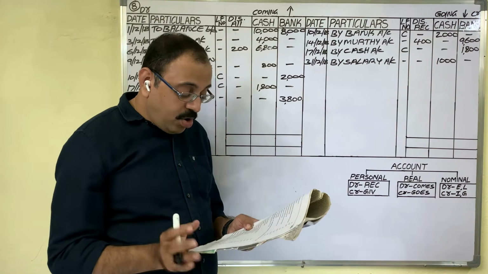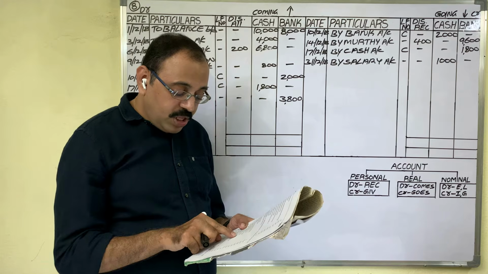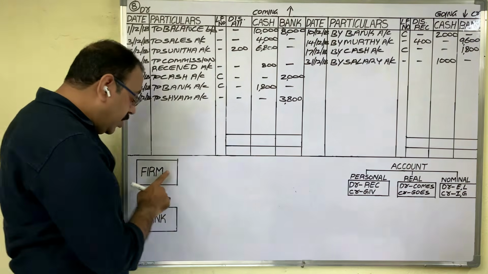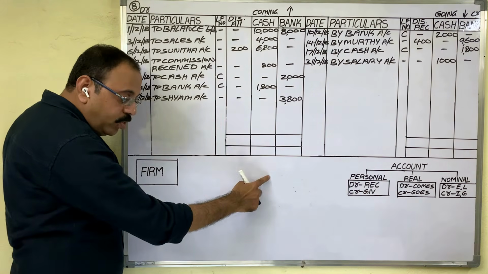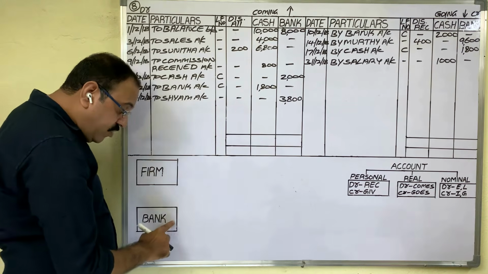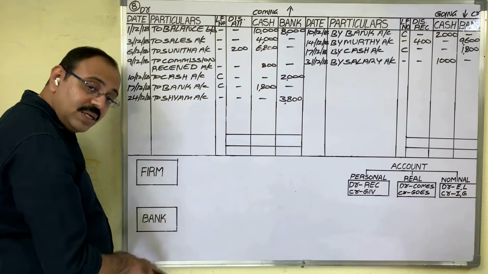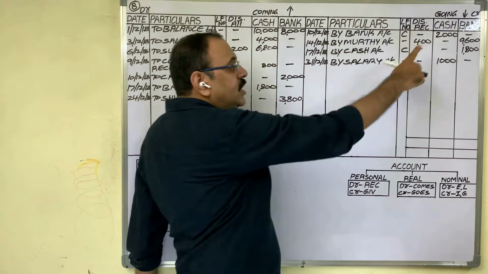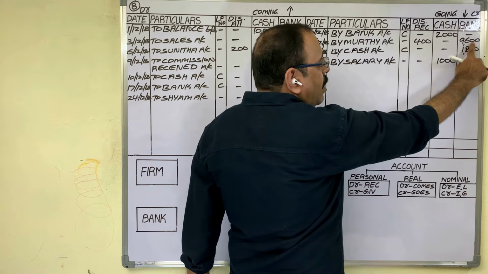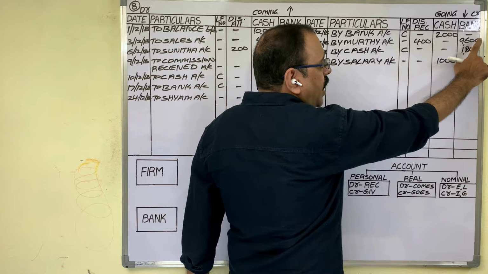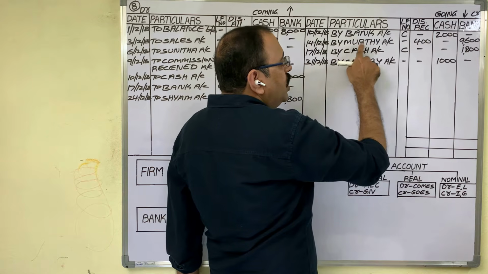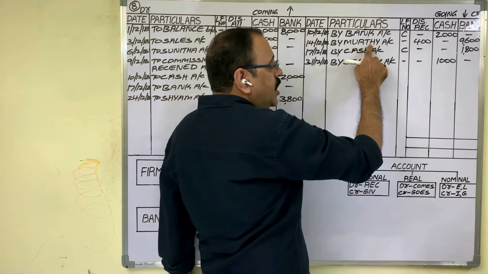Next transaction, on 14th date, check issued to Murthy 9,600, discount received 400. Firm issued check to Murthy. Murthy goes to our bank. From our bank, he is taking that money. After this transaction, our bank balance decreases. If bank balance is decreasing, credit side it appears, no? So credit side, bank balance is decreased by 9,600. Write down that. Discount received 400. To Murthy we issued this check. Write down his name here.